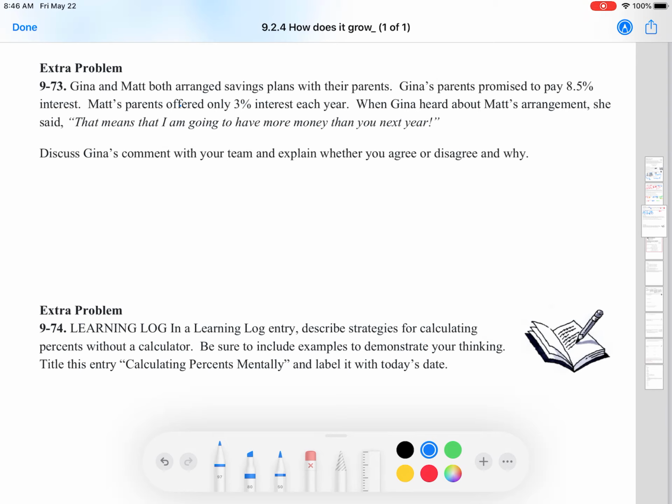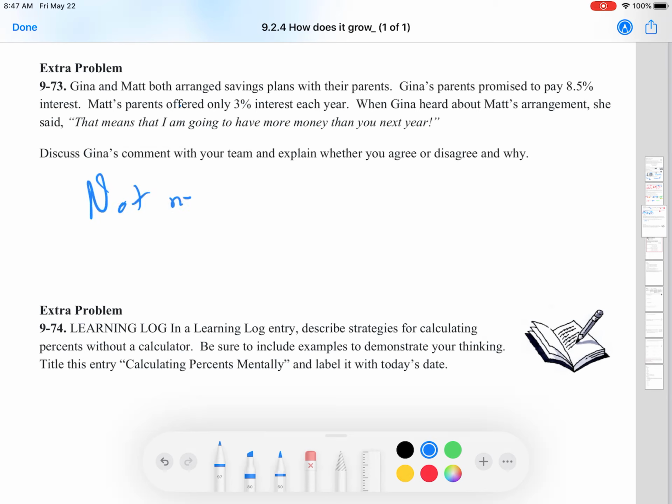Okay, Gina and Matt both arranged savings plans with their parents. Gina's parents promised to pay 8.5% interest. Matt's parents offered only 3% interest each year. When Gina heard about Matt's arrangement, she said, "That means I'm going to have more money than you next year. Discuss Gina's comment with your team and explain whether you agree or disagree." Does that mean you have more money?